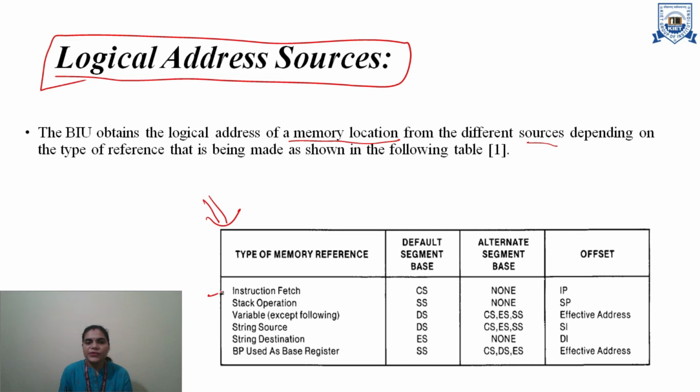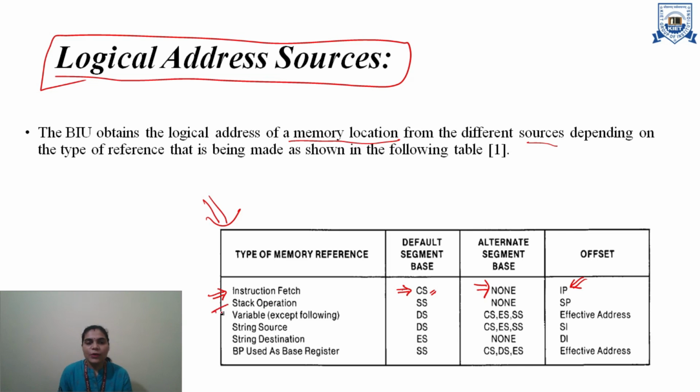Whenever an instruction fetch operation is performed, it will refer to the code segment, and the default segment register is the code segment register. There is no other alternative for storing the base address. And the offset will be in the instruction pointer register. It is suggested that you first refer to the register organization lecture of the 8086 microprocessor before studying this topic.